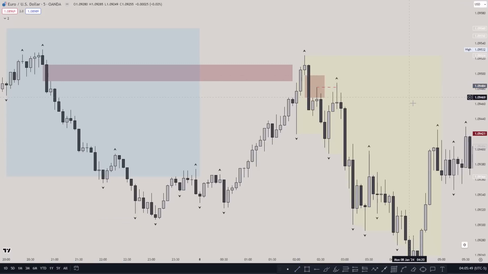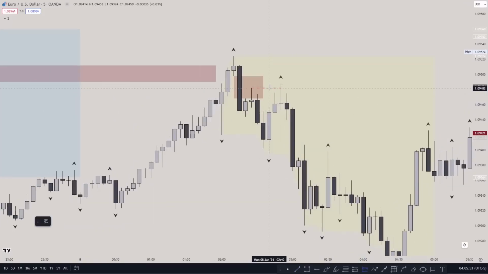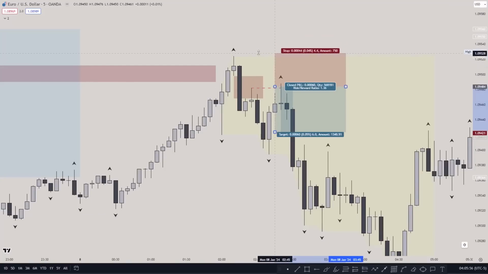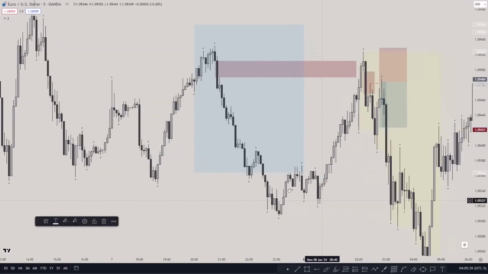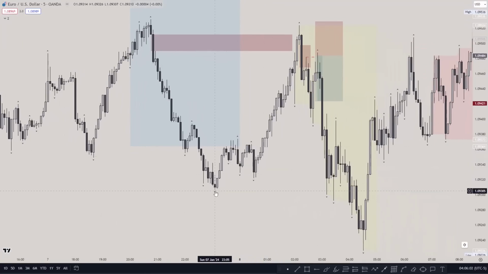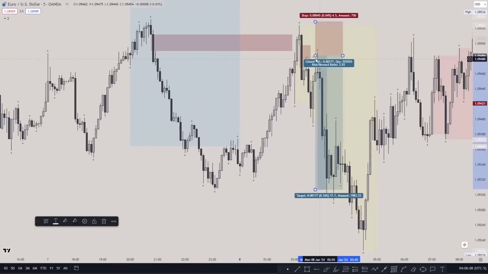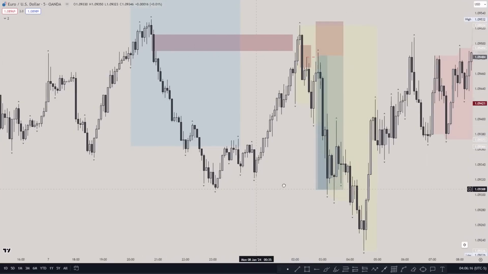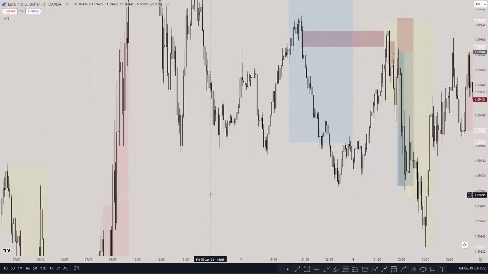So a sniper entry, where would it be? Sell limit above the high inside of this fair value gap, stop loss above the high, and we could be targeting what? The Asian low. This is the Asian low. There we go. Sniper entry and a sniper take profit here. And price goes up, goes lower, continues going up. So very high probability. I mean, even here, we don't know what happened.